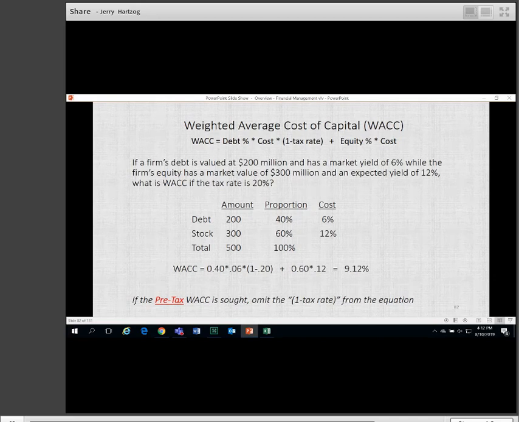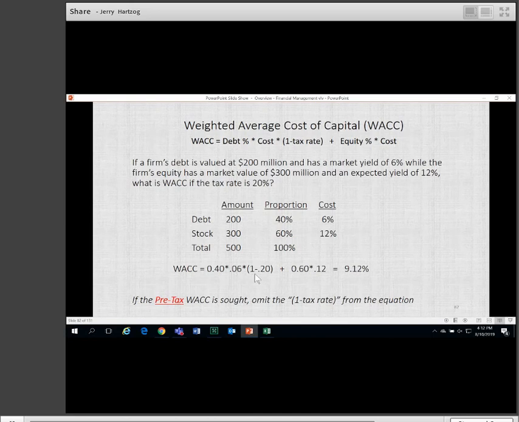Okay, we'll do just like we did for a portfolio. We want to focus on proportion times cost. So what's the proportion of debt? Well, we have 200 debt, 300 of stock, so 200 divided by the total of 500. 40% of the funding comes from debt, and I know the rest has to be 60% because the proportions have to add up to 100%. So I'm going to do proportion times cost plus proportion times cost. So debt proportion is 40% times cost of 6%.